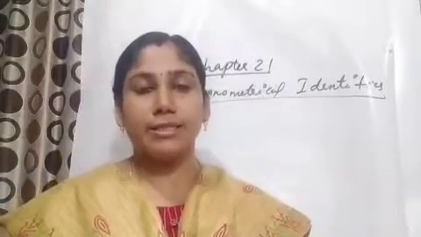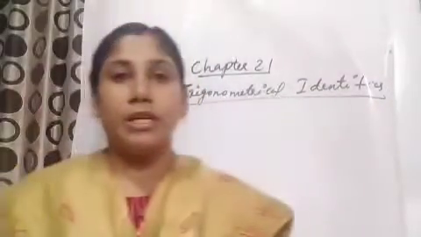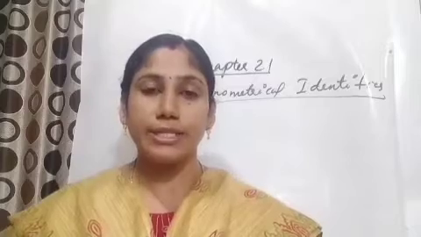Children, welcome back. Let us learn a new chapter, Trigonometrical Identities. Chapter 21. Trigonometry means a science which deals with the measurement of triangles. There are 6 trigonometrical ratios relating to the 3 sides of a right-angled triangle.